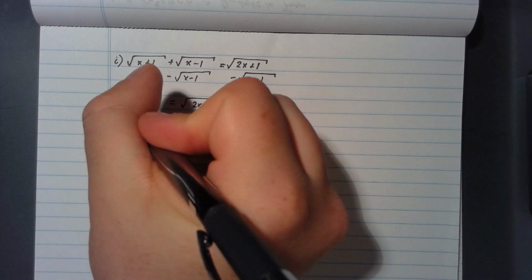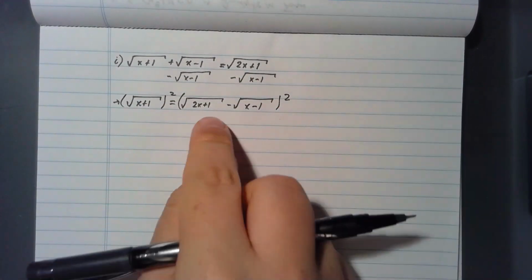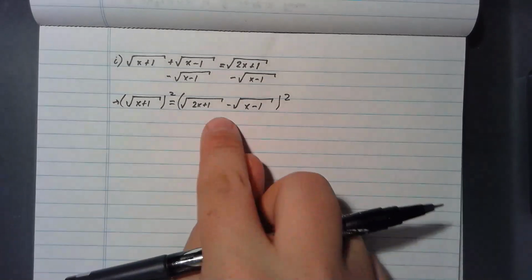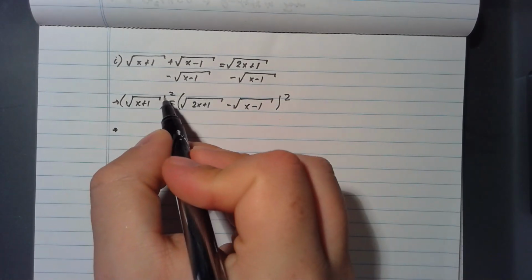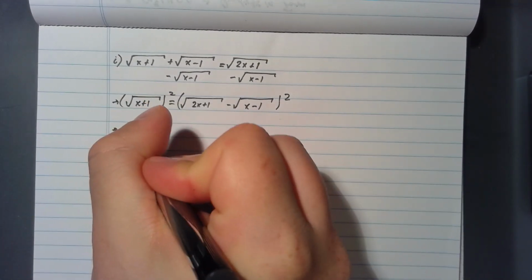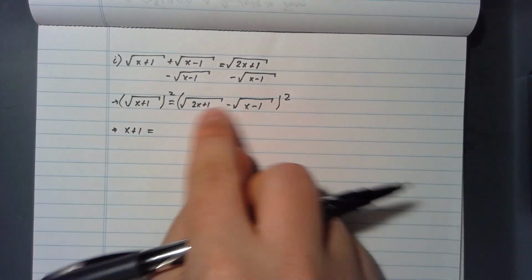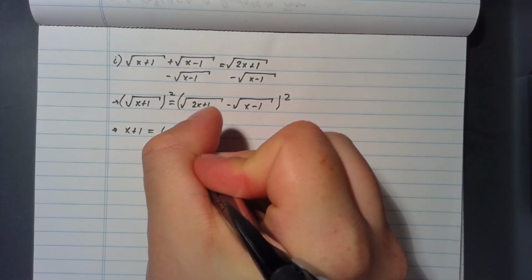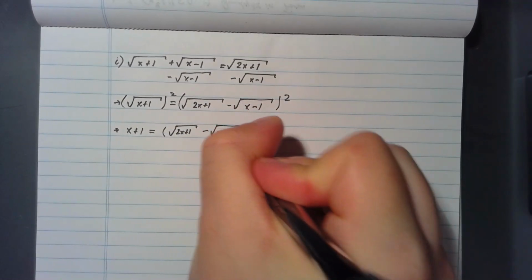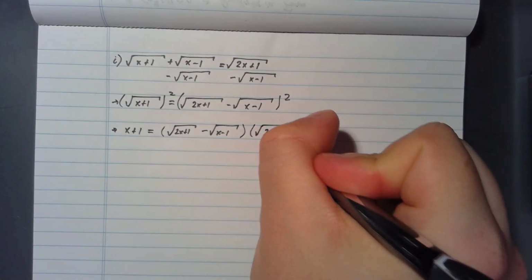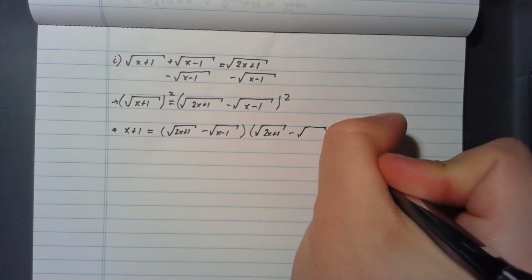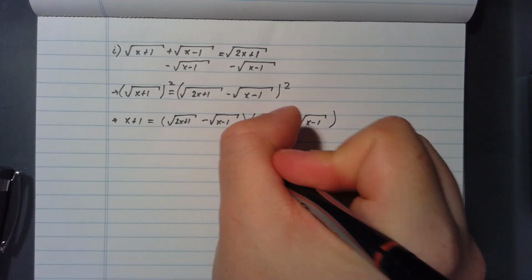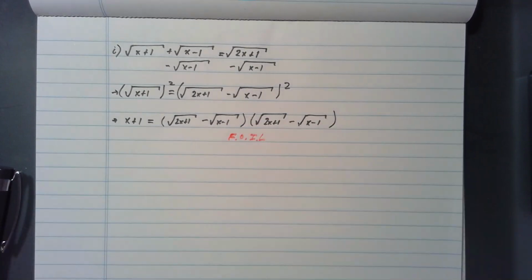Now I could square both sides. Now be careful. Do not break this up. Do not write this as 2x plus 1 minus the quantity x minus 1. That's not true. You've got to FOIL this out. Here this cancels out. So I have x plus 1. But I cannot break this up. I have to write this. This means I have two of these terms. There's one of them. There's the other one. I have two of them. I have to FOIL them.